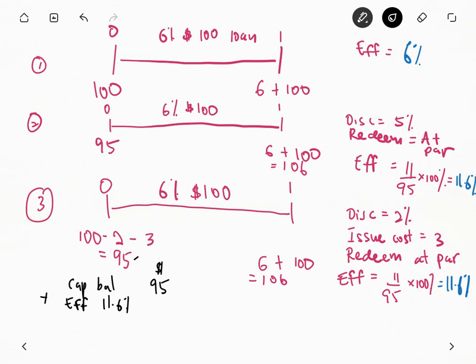Let's try number 5. What is my capital balance when I receive today? 100, correct? Plus effective. What is my effective? 7% of the 100 will be 7 minus interest paid. And my interest is 0. 107. How much am I going to redeem? I'm going to redeem at 7% premium. So redemption will be 107. Yes, becomes 0. So this is called amortized cost.